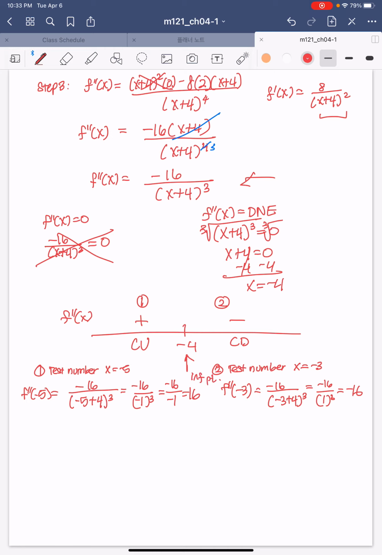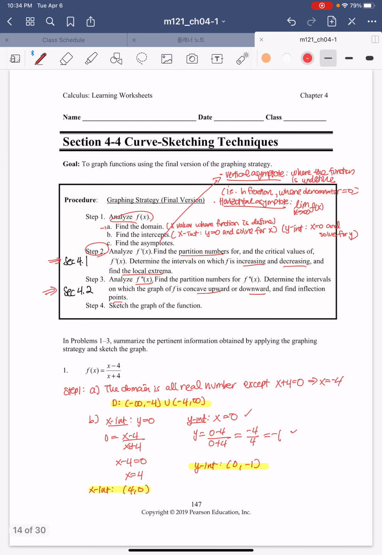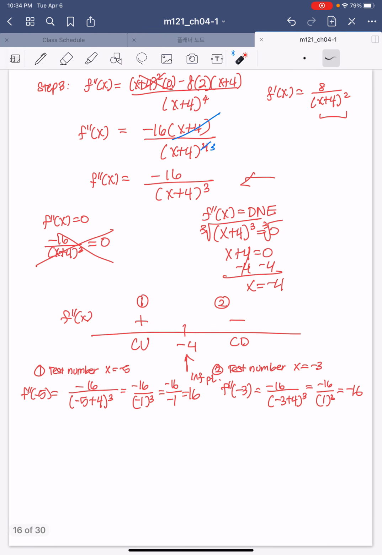So let's write inflection point. However, what's our domain? Let's not forget about our domain. So this is why it's important. Domain is everything except x equal negative 4. So even though this has a sign change, because it's out of our domain, we will not have this one as an inflection point. Okay, so that's one thing you have to be careful about. If it's not in the domain, even though there's a sign change, we do not have an inflection point.